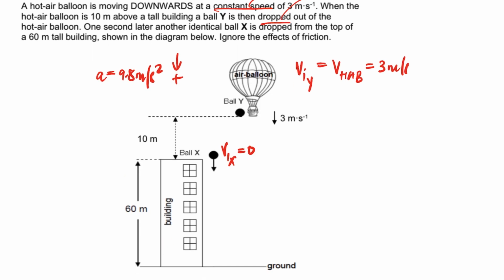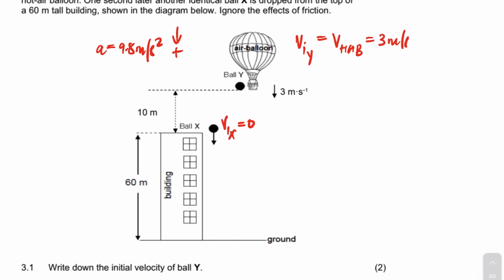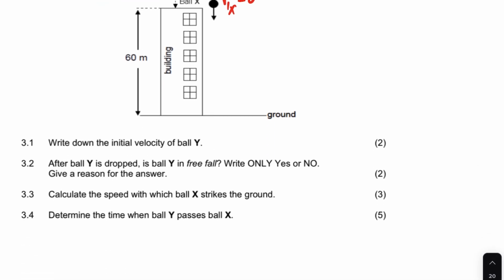So guys, what's going to happen as the hot air balloon is descending, when it was 10 meters above the tall building, the ball Y was dropped. So ball Y's motion is going to go down with its initial velocity, which is 3, right? It's very important. Okay, let's go and answer the question, and then I'll explain the other stuff when we answer the question.